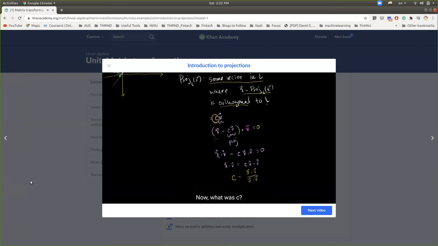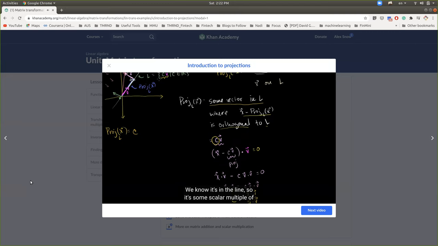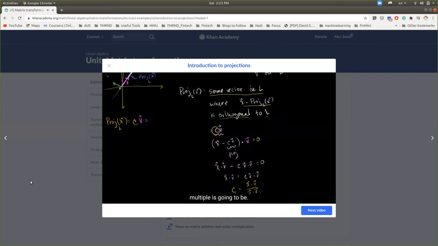Now, what was c? C was, we're saying, the projection of x. Let me write it here. The projection of x onto L is equal to some scalar multiple, right? We know it's in the line. So it's some scalar multiple of this defining vector, some scalar multiple of the vector V. And we just figured out what that scalar multiple is going to be. It is going to be x dot V over V dot V.